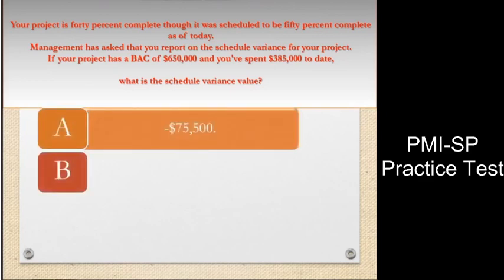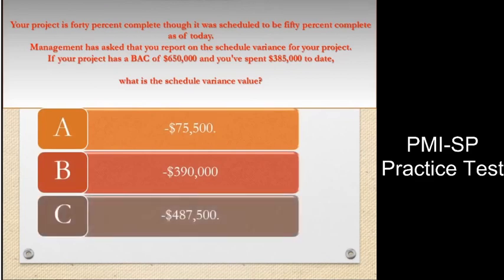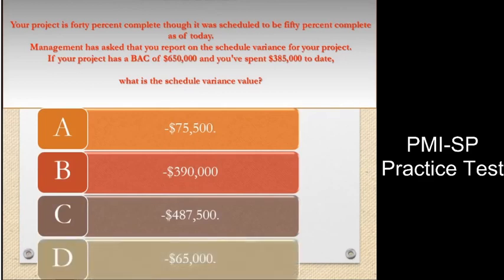A. $8.75. B. $390,000. C. $487,500. D. Negative $65,000.